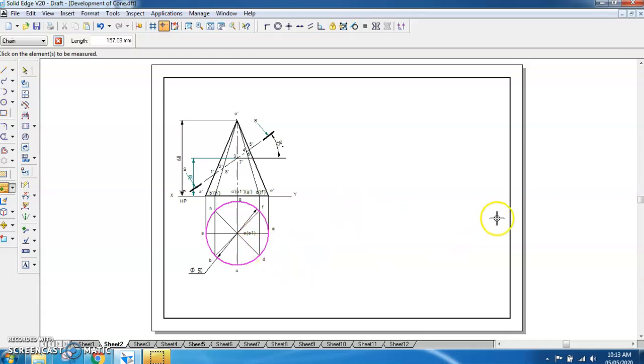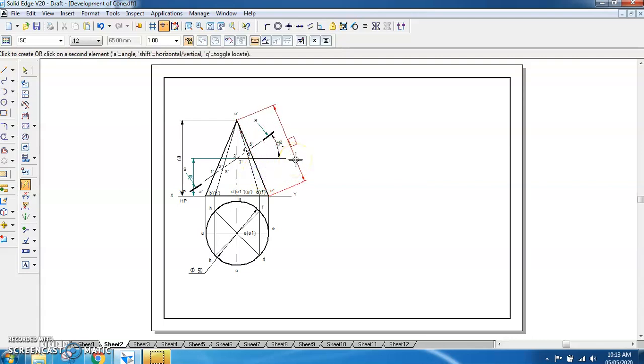So the arc length is what they are talking about, and the radius for that arc would be equal to the true length of the generator. Here AO and EO are parallel to VP, so AO and EO will be representing their true length. If I take the dimension for EO, it is 65 mm, which is the true length of the generator. So this 65 is the true length, and you have the circumference as 157. Using these two things we have to get the angle.